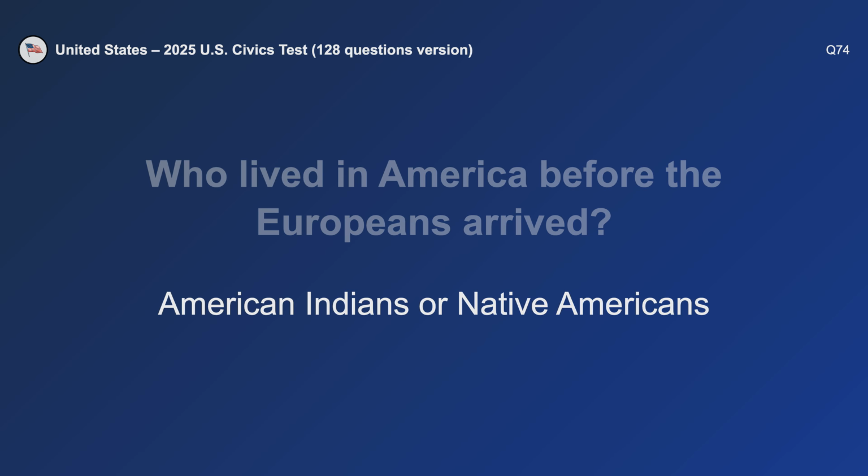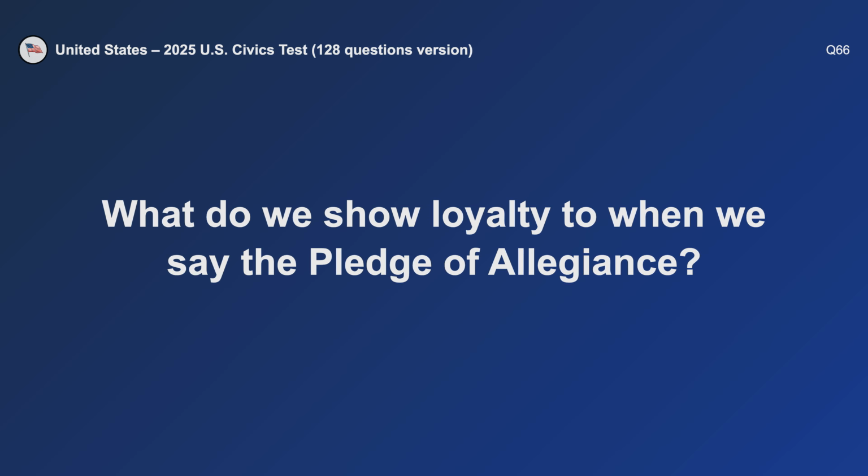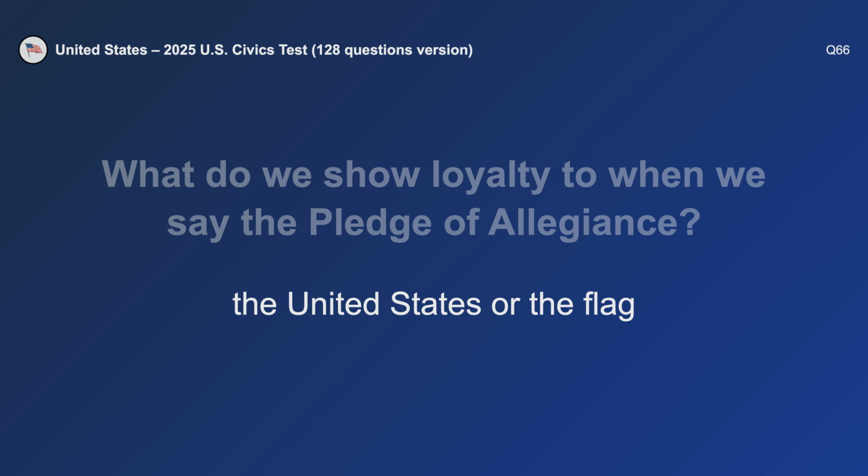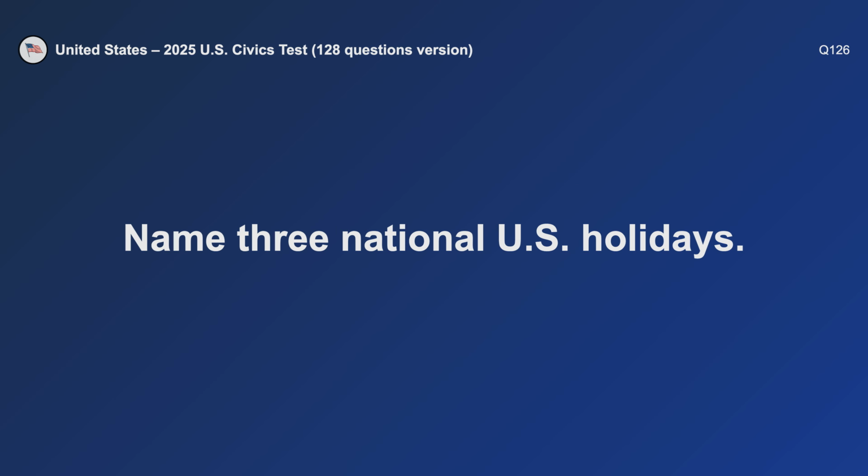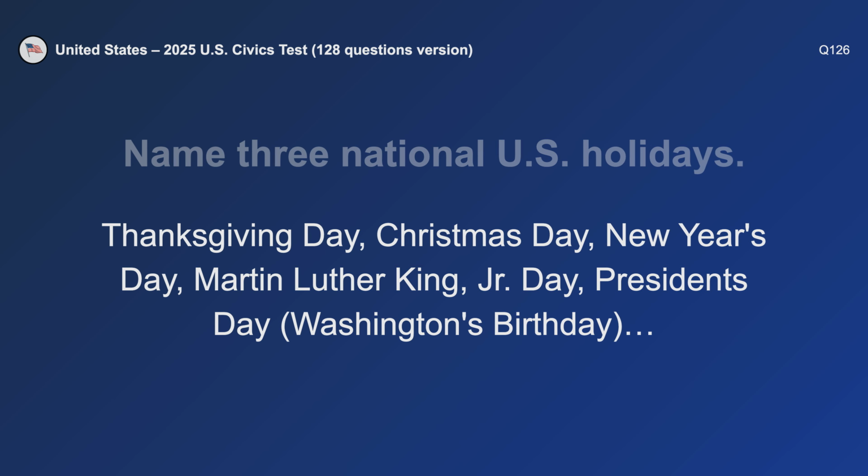Who lived in America before the Europeans arrived? Native Americans. What do we show loyalty to when we say the Pledge of Allegiance? The United States. Name 3 national U.S. holidays. Thanksgiving Day, Christmas Day, and New Year's Day.